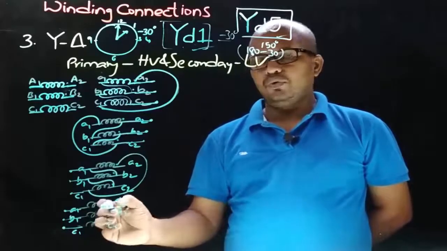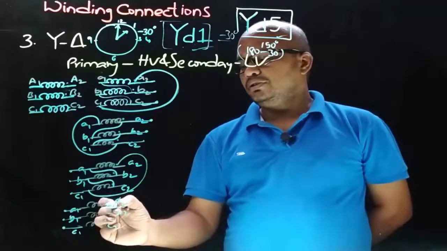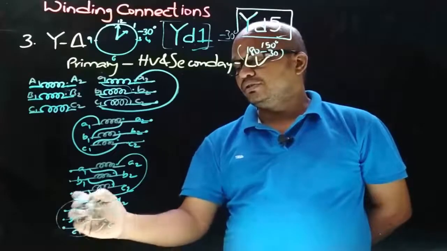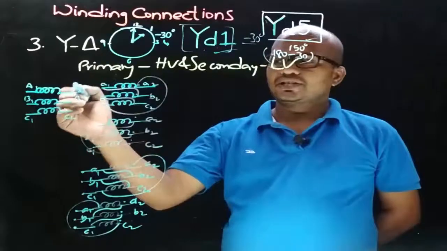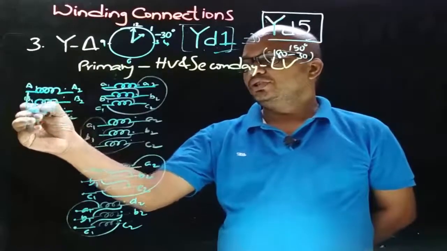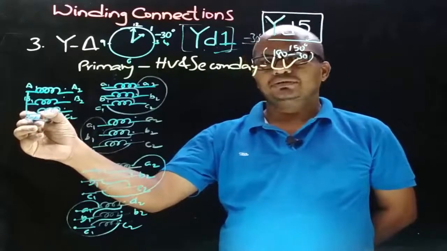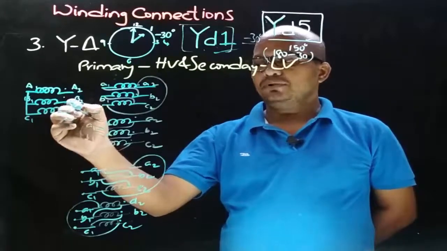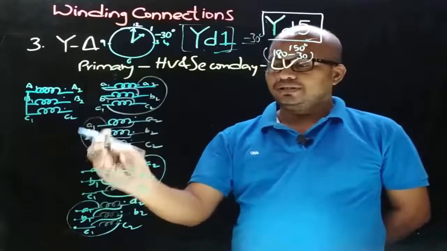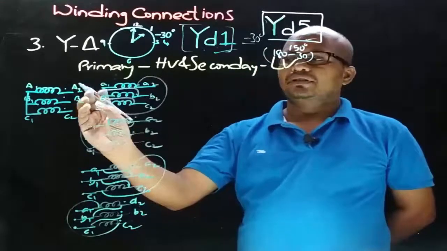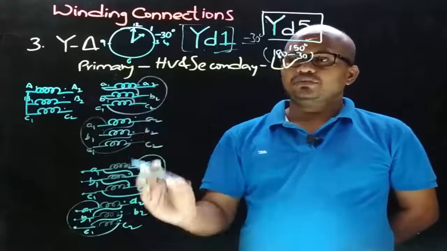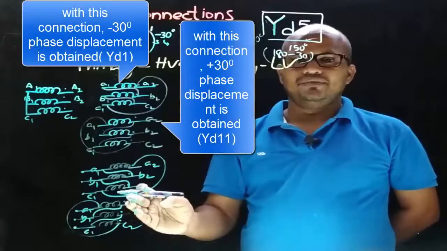Okay, and for the 4th possible connection, join the dot end with non-dot end, dot end with non-dot end, and dot end with non-dot end. And the primary side connection is star. Here what we are doing means we are joining the non-dot ends together and taking the connections from dot ends. This primary side connection is common to all the remaining 3 connections, and we are leaving that connection as it is without any changes, and the changes that you will observe are only in secondary side winding connections.